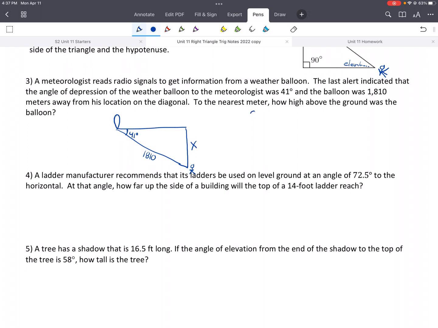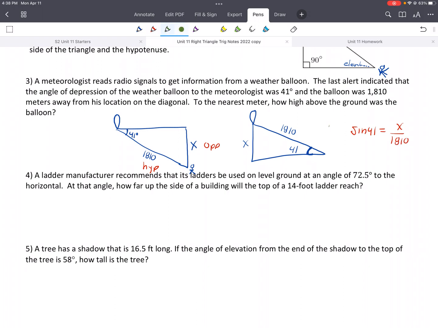So you could easily draw this differently if you drew it this way. That would be fine. You just need to realize that the angle of depression is the same as the angle of elevation, and you could have drawn it like this. Either way, we have the opposite side, and we have the hypotenuse. So that uses sine. So sine of 41 is equal to opposite over the hypotenuse.